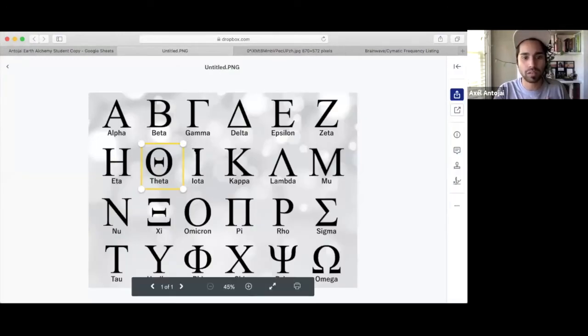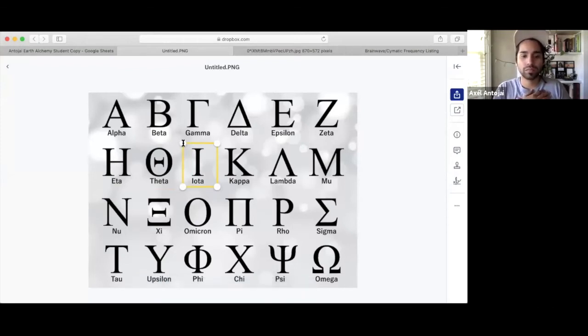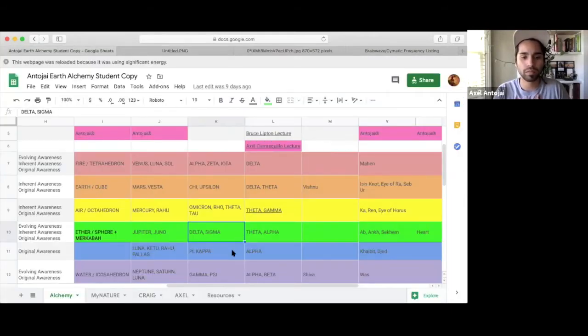We're going to go into Iota. Deep breath. Iota again goes back to the root chakra. Zeta goes to the root chakra. Alpha goes to the root chakra. So in this moment right now, allow the fire aspects, Alpha, Zeta, and Iota, to all mix with each other with the fire element.